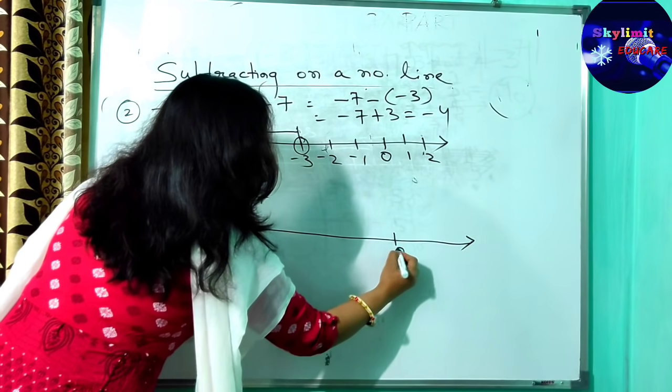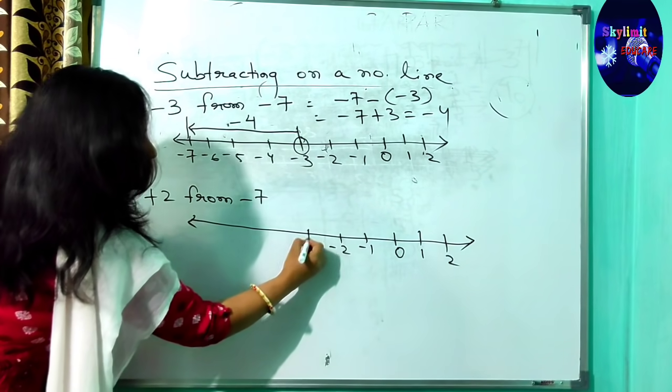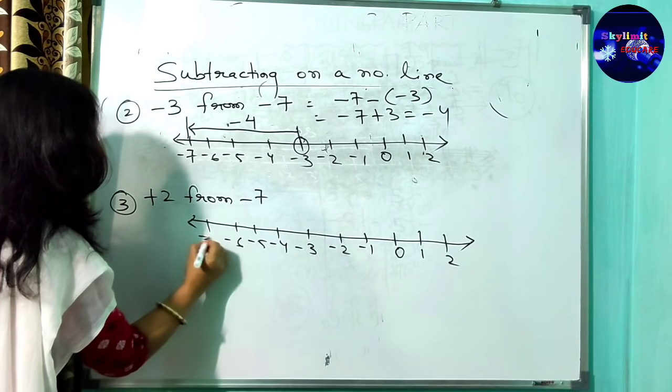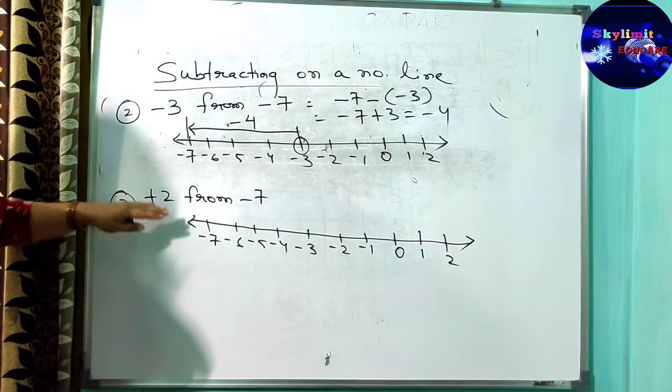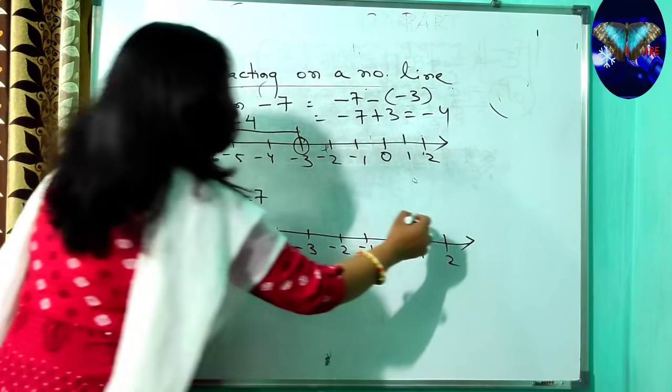So I need only up to 2, so I will just write up to 2 here. Minus 1, minus 2, minus 3, minus 4, minus 5, minus 6, minus 7. Clear? So now, what do I have to do now? I have to move this 2 up to minus 7.